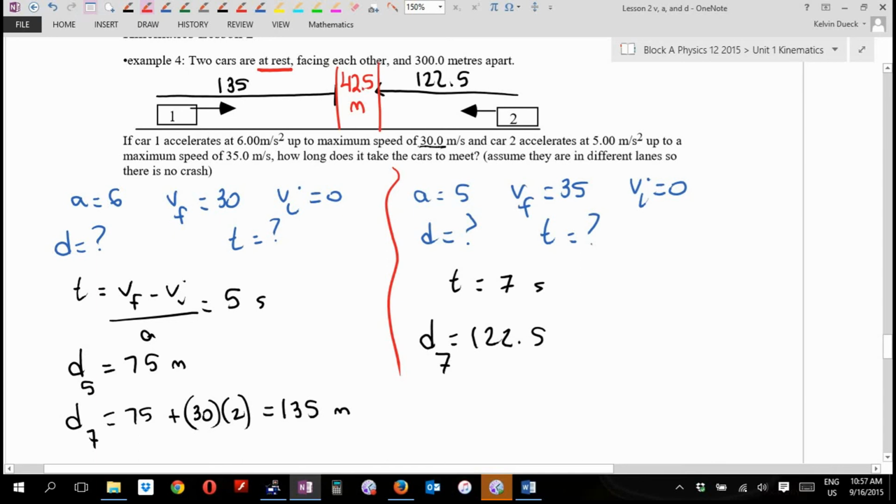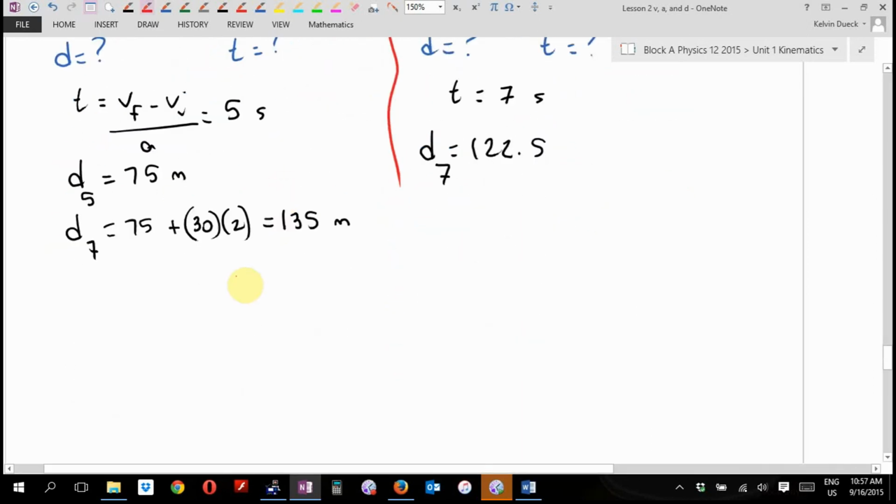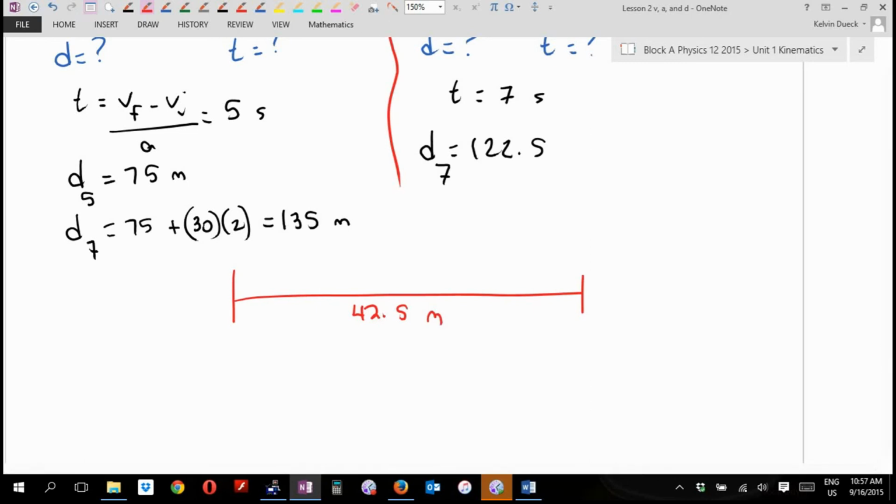Jordan, you okay with that? Yeah. And are they accelerating anymore? Lewis, we've turned it into physics 11 relative velocity because now it's a constant speed. Now what we have is this. 42.5 meters. How fast is car 1 traveling? 30. How fast is car 2 traveling?